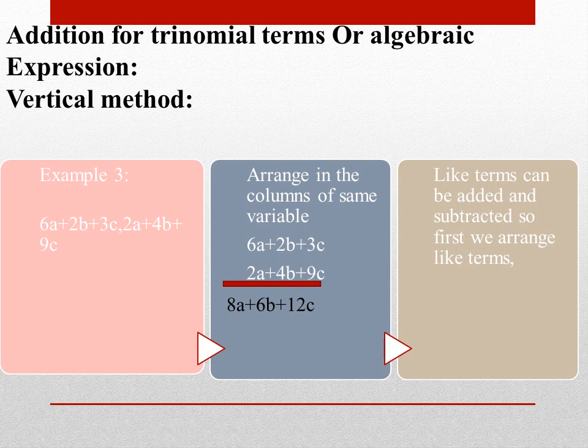Addition for trinomial, the vertical method. In the vertical method, we arrange in columns of same variable. 6a plus 2a, 2b plus 4b, 3c plus 9c. We arrange in columns, overlapping each other. 6a plus 2a become 8a, 2b plus 4b become 6b and 3c plus 9c become 12c. Like terms can be added and subtracted. So first we arrange corresponding to the like terms.